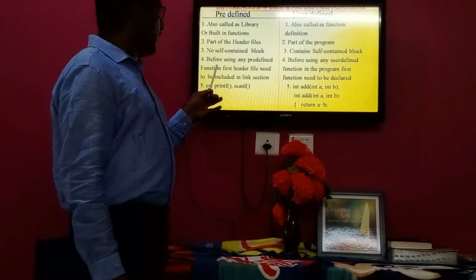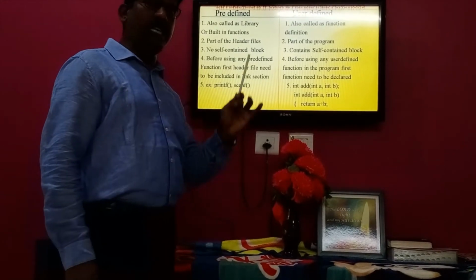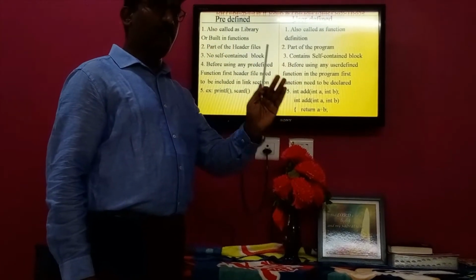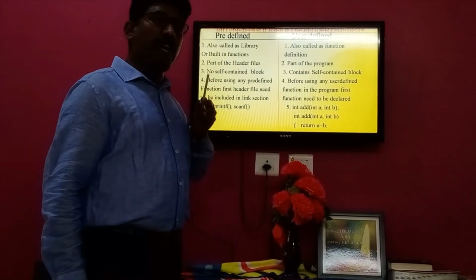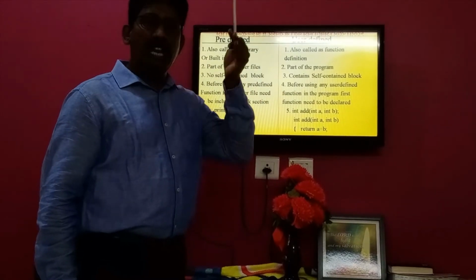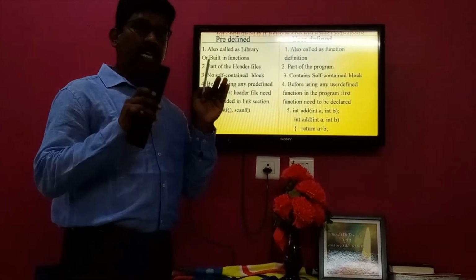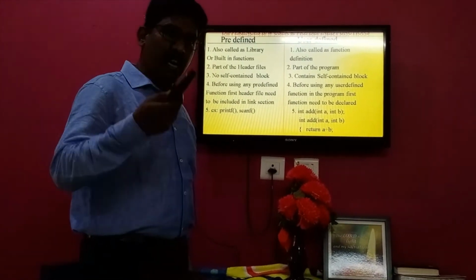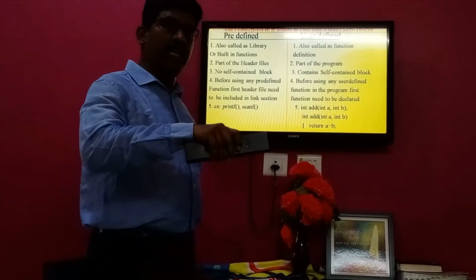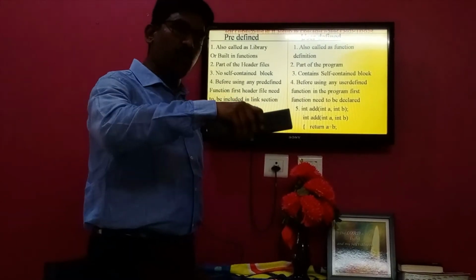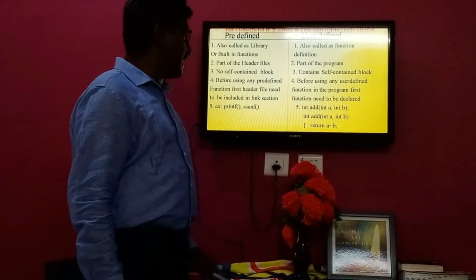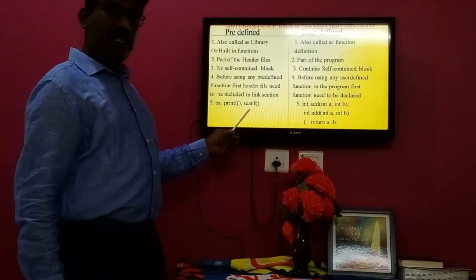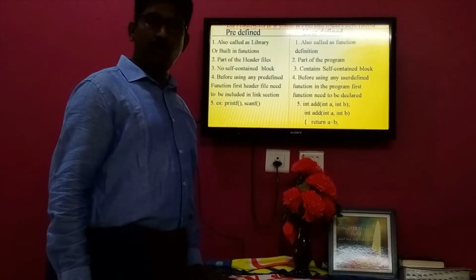And in the case of predefined function, before using any predefined function in my program to perform so and so task or to solve the given problem, first what I have to do, the corresponding header file need to be included in my program in link section. And in the case of user-defined function, before using any user-defined function, that function need to be declared, means that function need to be informed to compiler in the form of function declaration. The example for predefined functions is printf, scanf. These are predefined functions, comes under stdio.h header file.